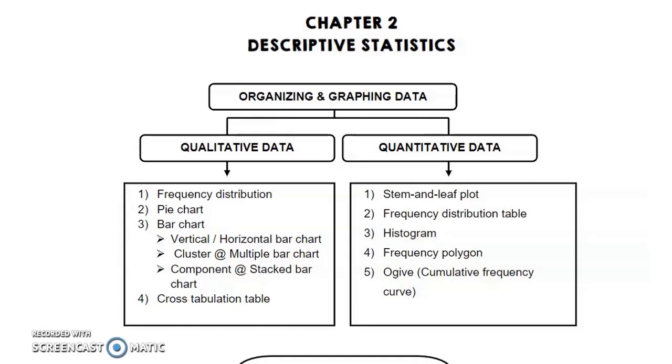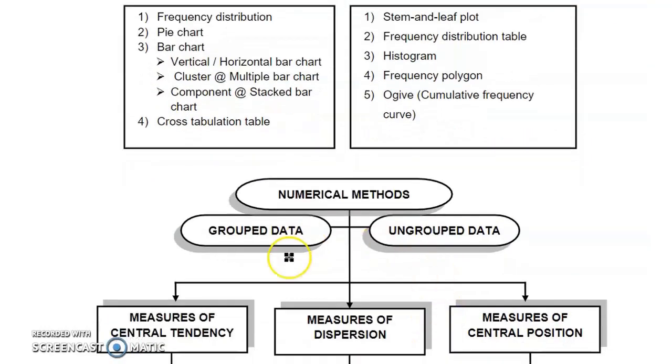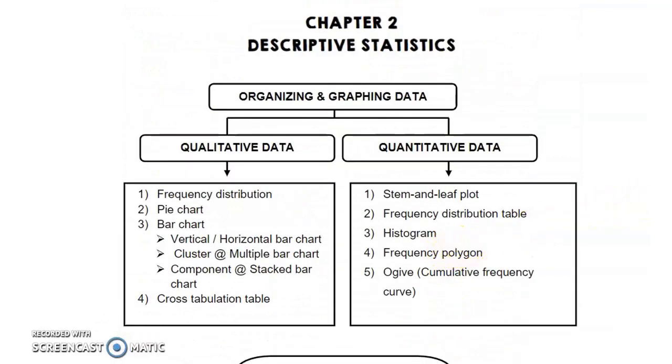Okay, in this chapter, descriptive statistics, we're going to learn about graphing data and how to analyze data in numerical methods here. Recall in chapter 1, we already learned about two types of data or variables, which are qualitative data and quantitative data. Qualitative data is based on non-numerical data and quantitative data is based on numerical data.